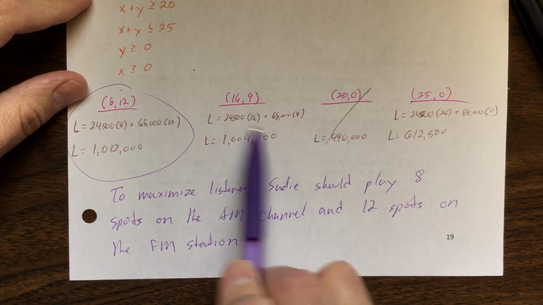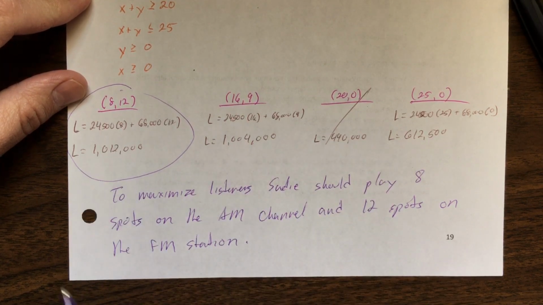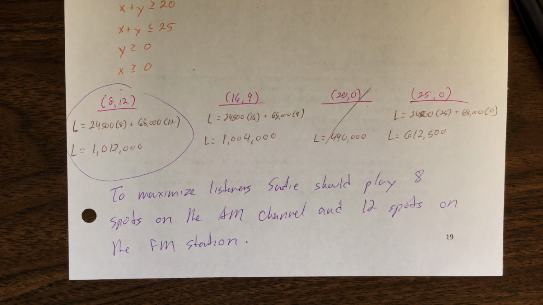This one's going to be close. These ones are way off. This is going to be close. This is going to be the maximum number of listeners for Sadie, and would be the one that she should really be using for her business to grow, because it gives her more listeners.